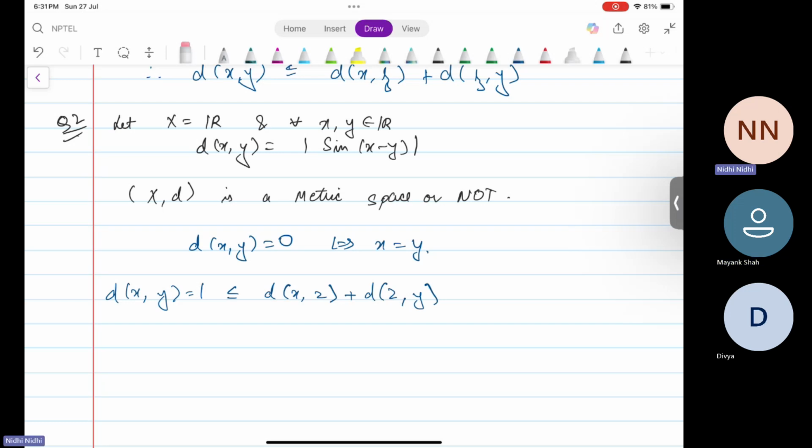Yeah, you'll have to find. That's what I was asking. So you can see that it is violating the second step itself. You can try that triangle inequality also. I'll also see if I can find some example.